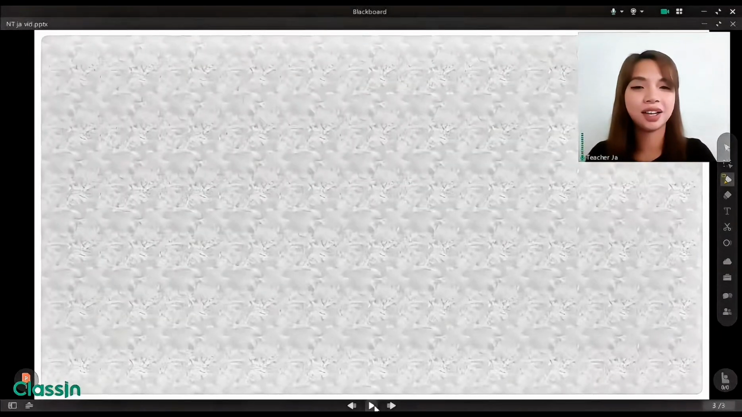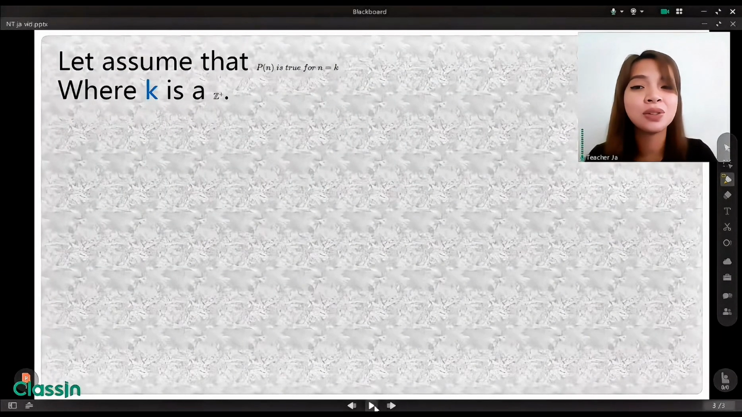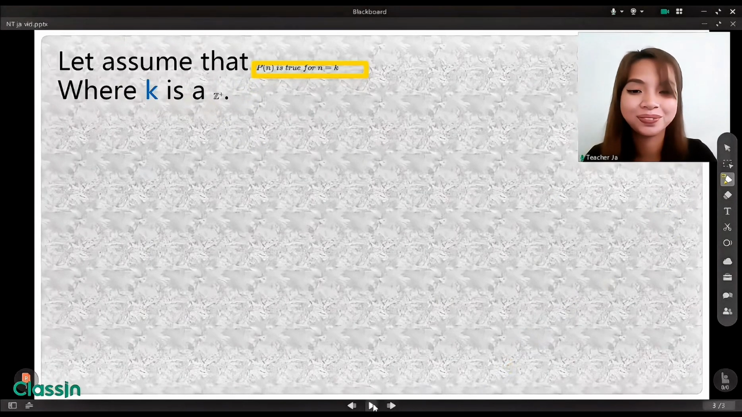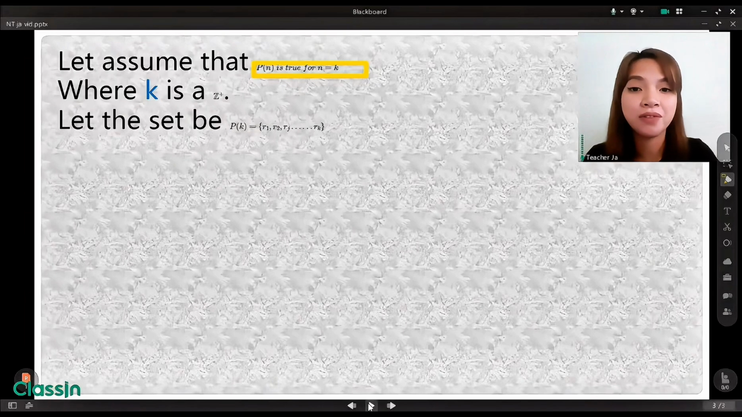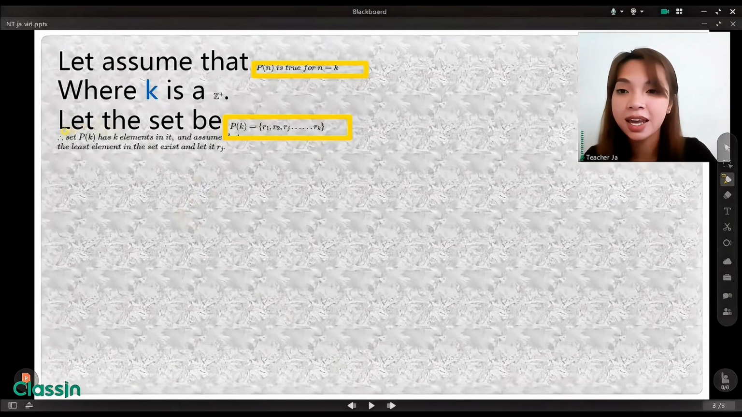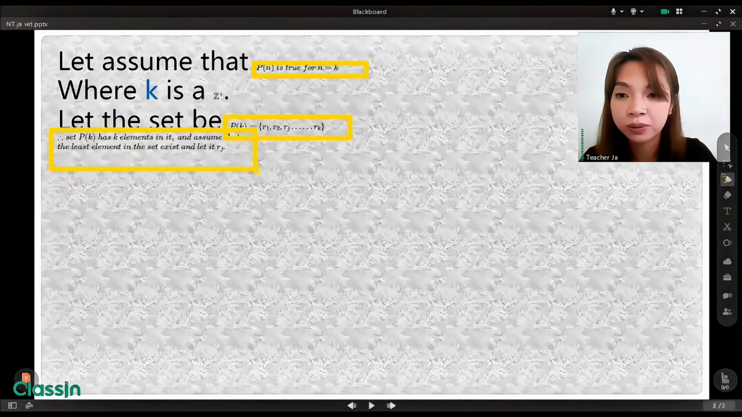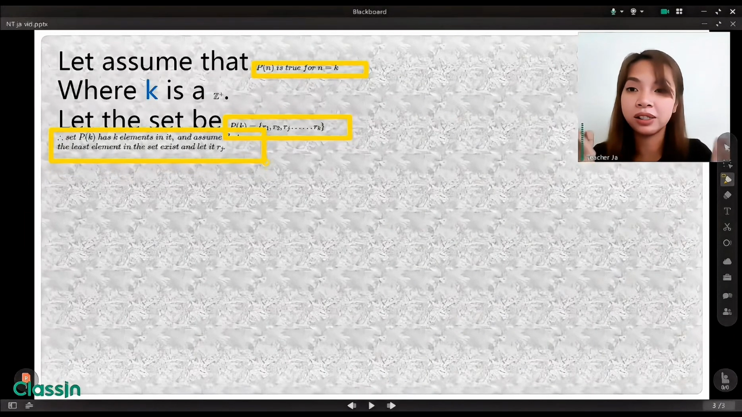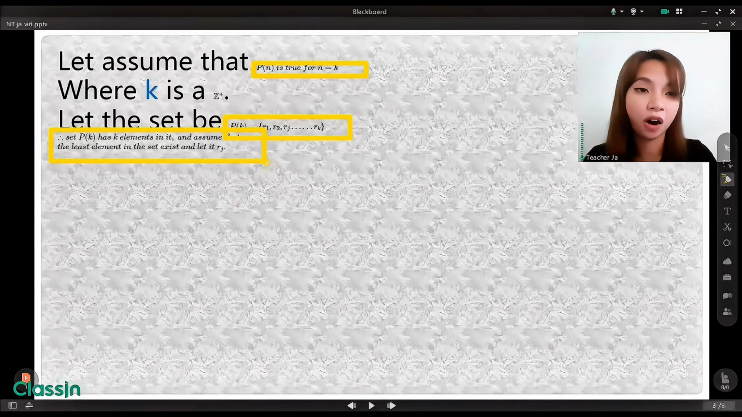And this is the last one. Let's assume that P of n is true for n equals k, where k is a positive integer. Let the set be P of k, the set of r1, r2, up to rk. Then we can say that the set P of k has elements in it, and assume that the least element in the set exists. So there is a smallest element, and let it be rj.